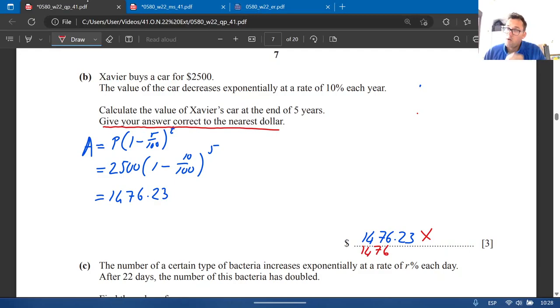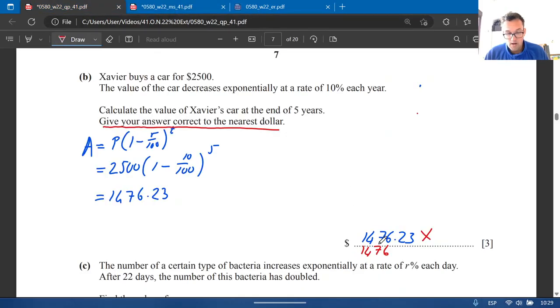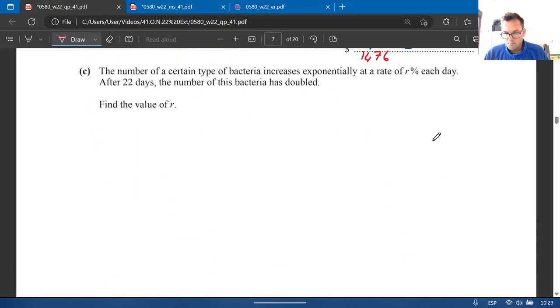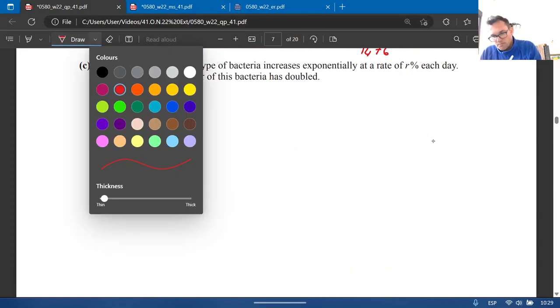So I again would have got only 2 out of 3. Read. Pay attention to detail. Read every little detail in the question. Okay. See, correct answer only. So if you don't got 1476 on that line, you're not getting full marks. I would have gotten 2. Okay. Right, next one.